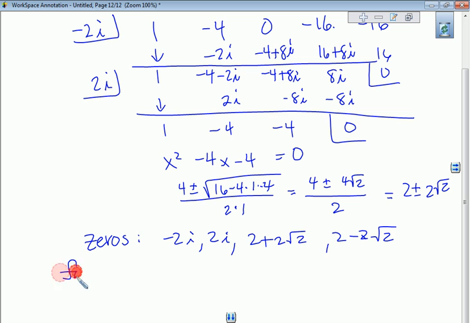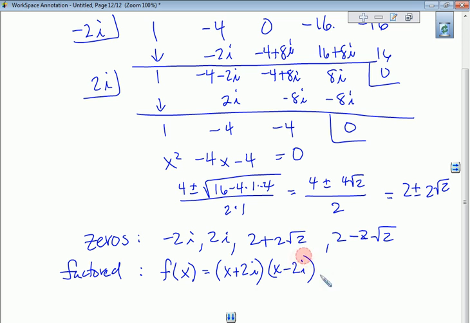So the factored form would look like this. If I had the complete linear factorization, it would be f of x equals x minus the first one, which makes it a plus 2i. x minus the second 0, minus 2i. x minus all of this, minus 2 root 2. x minus all of that, x minus 2 plus 2 root 2. And that's the complete linear factorization.